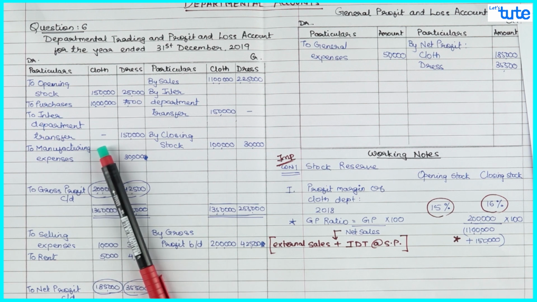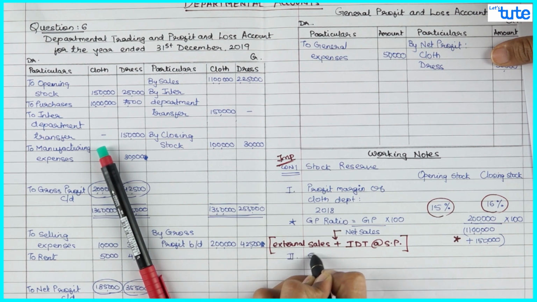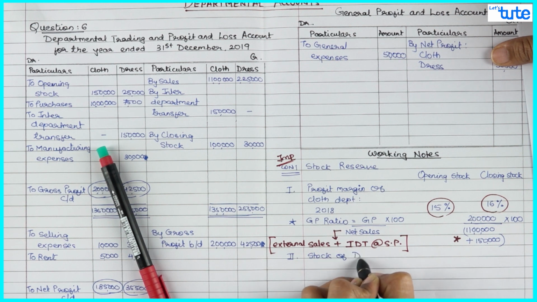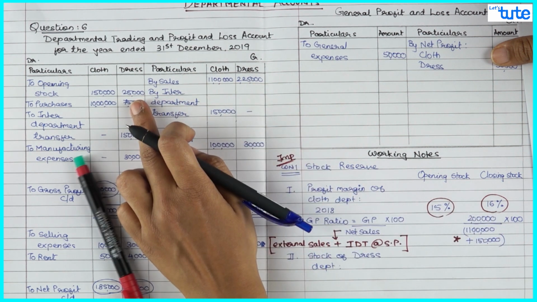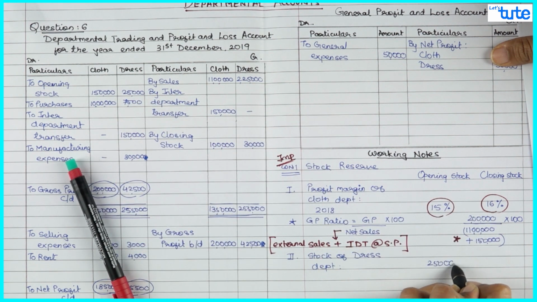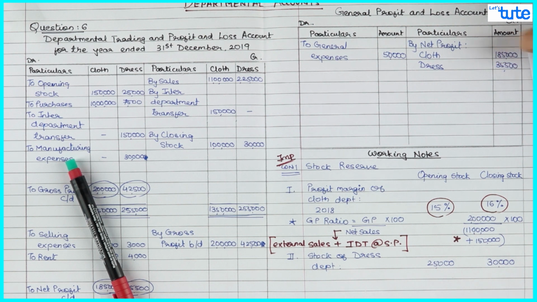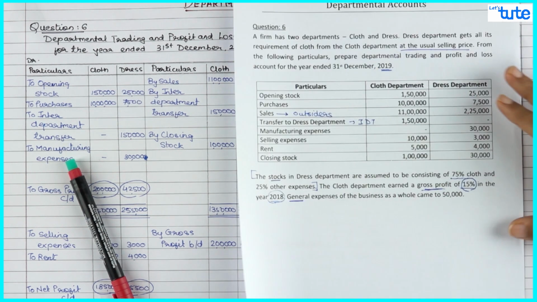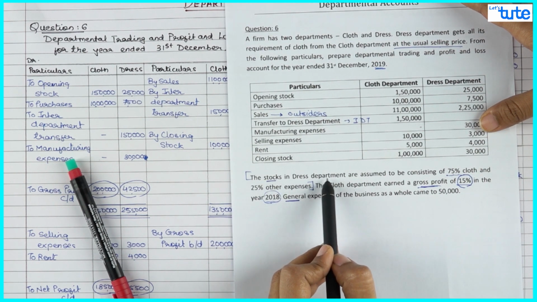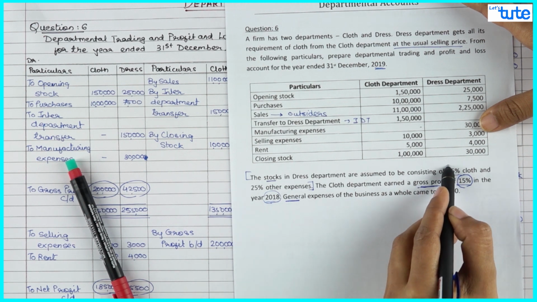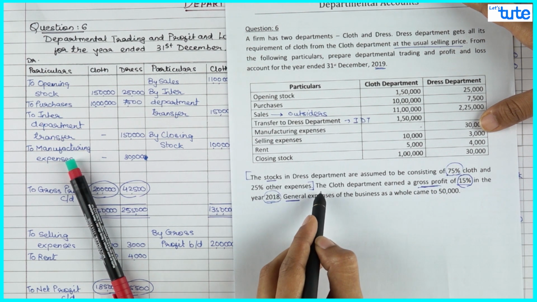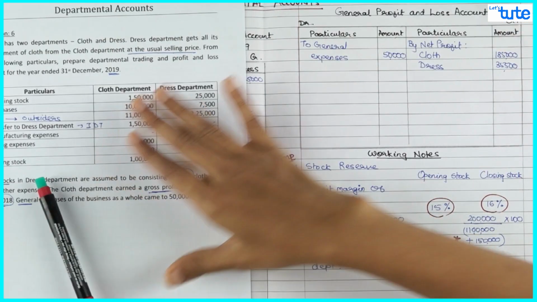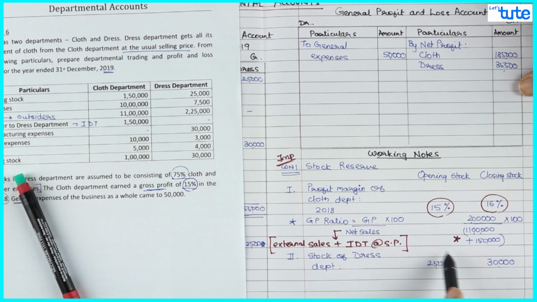So that is done. Now second element, we need stock of dress department. So opening stock of dress department is 25,000 and closing stock of dress department is 30,000. Now is this stock entirely received from cloth department? No. If you read this statement, the stock in dress department is assumed to be consisting of only 75% cloth and 25% other expenses. So while calculating stock reserve, we need to take only 75% of this stock and not the entire stock.